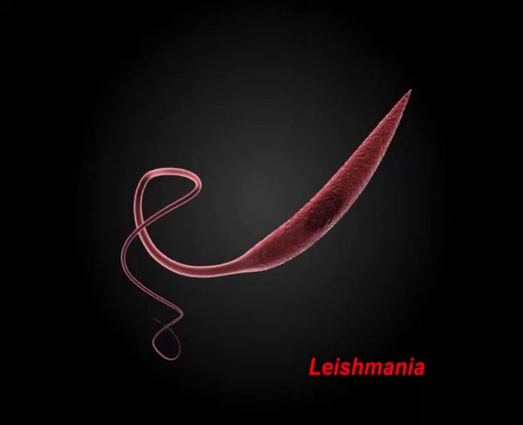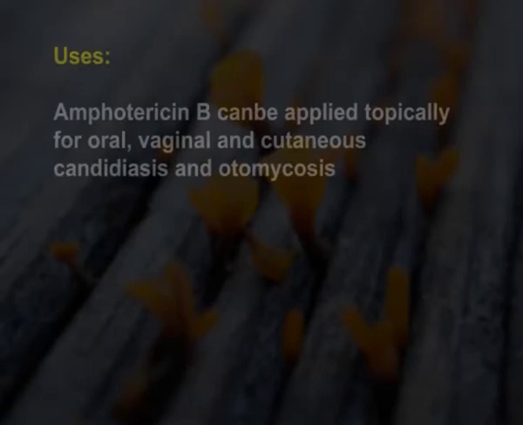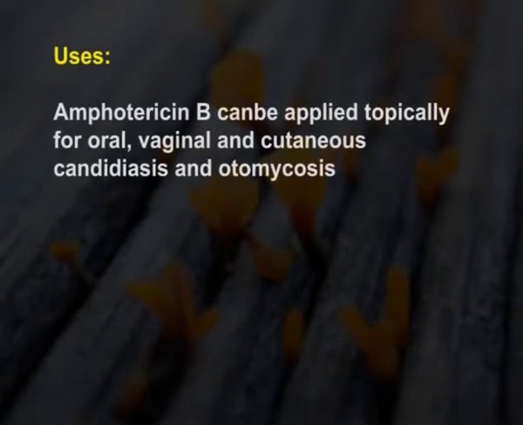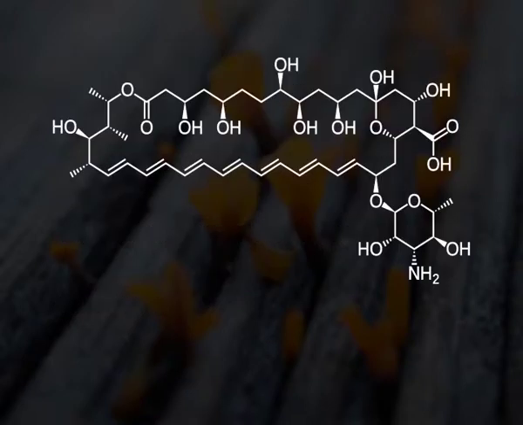Amphotericin B is also active on various species of Leishmania. Its uses: amphotericin B can be applied topically for oral, vaginal and cutaneous candidiasis and otomycosis. These are the chemical name of amphotericin B and its structure.